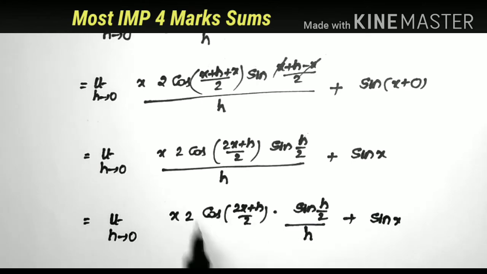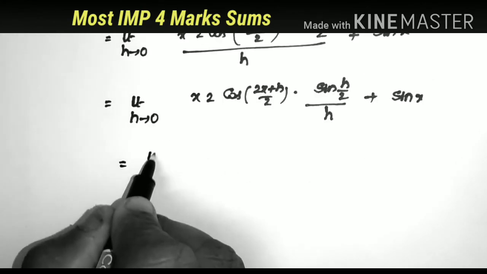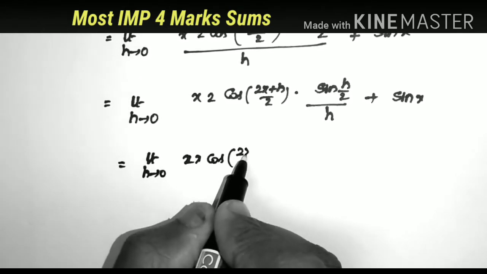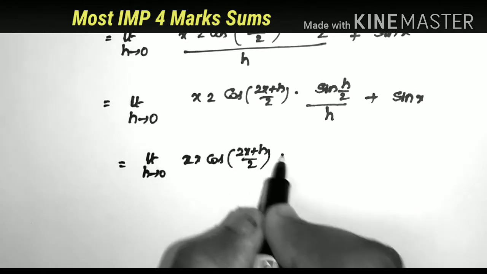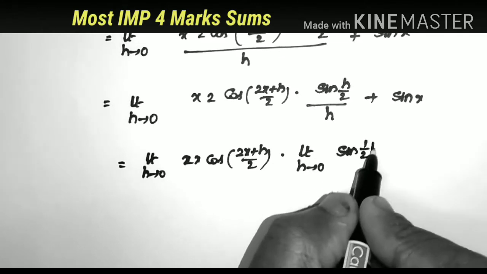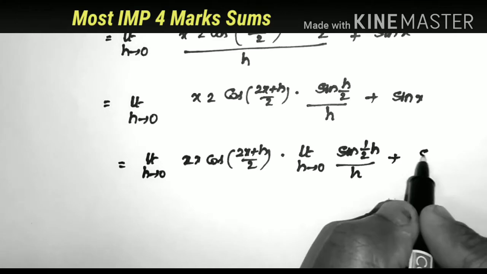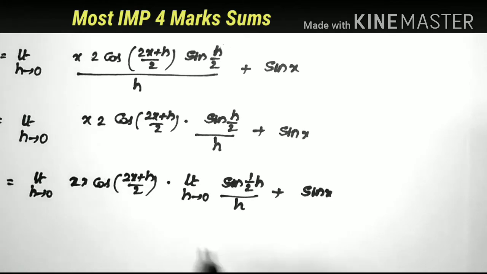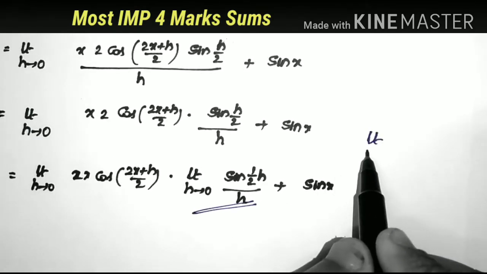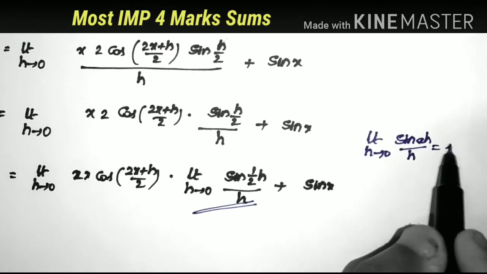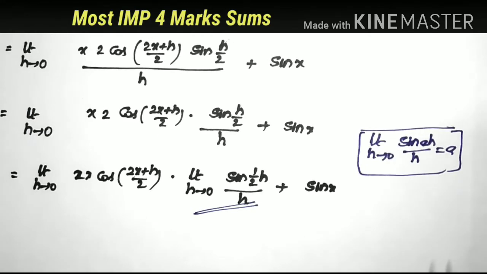Now separating the limits to the first value and last value, here equal to limit h tends to 0 of 2x into cos of 2x plus h by 2 into limit h tends to 0 of sin h by 2, h by 2 means this is 1 by 2 into h, whole by h, plus sin x. Now what is the formula for this step? This is in the form of limit h tends to 0 of sin ah by h. Now what is the formula for this one? This total value is equal to a. Limit h tends to 0 of sin ah by h is equal to a.